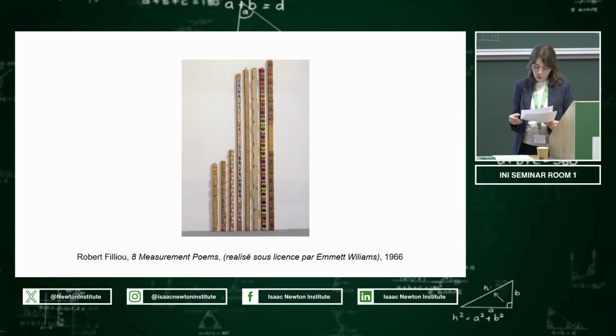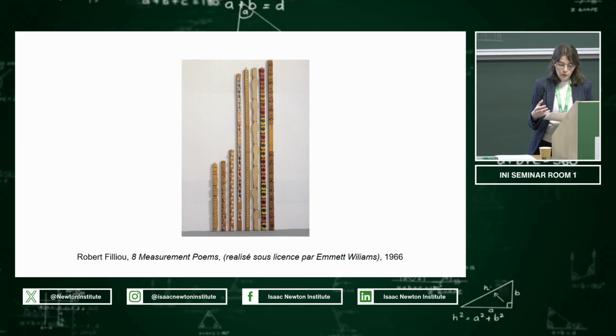The French artist Robert Filliou neatly summed up his ideas about measurement in visual terms through this artwork. This is 8 measurement poems, in which he's positioned rulers of various lengths leaning against the gallery wall, divided not into centimetres or inches, but by shoe insoles or other everyday objects. There's some representation of whistles, some Batman stickers.